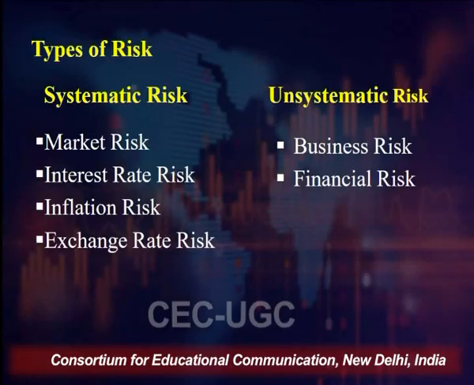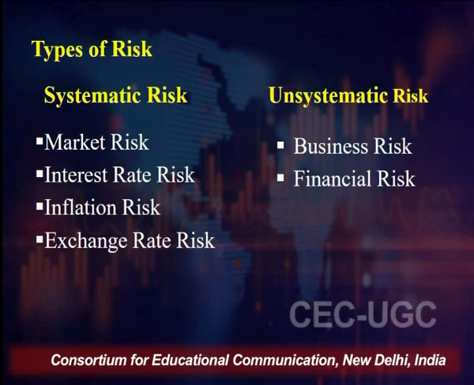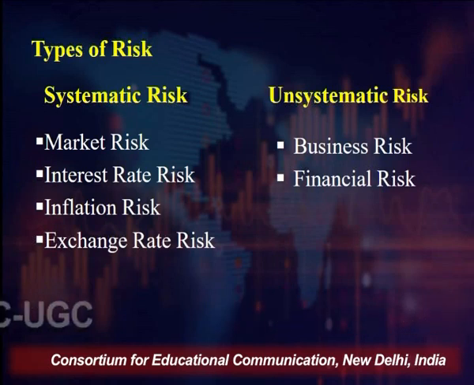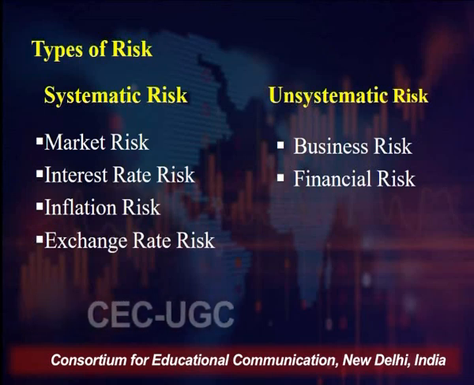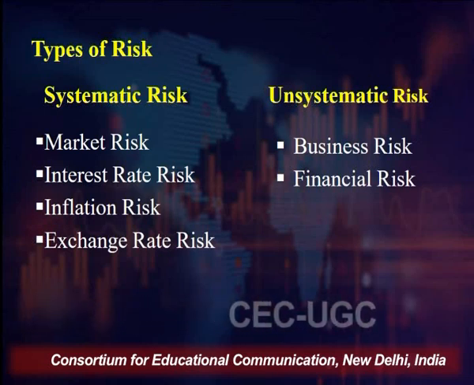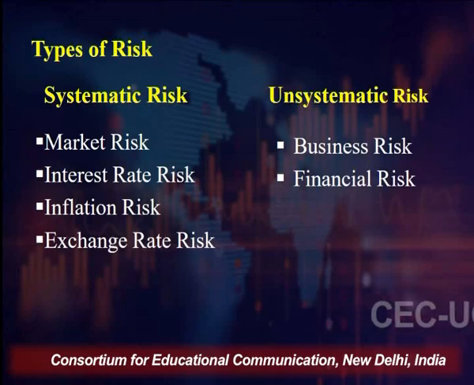So when we talk of systematic and unsystematic risk, which I have already explained, now let me find out the reasons what causes systematic risk, what causes unsystematic risk. Systematic risk is broadly being caused by market risk, interest rate risk, inflation risk, exchange rate risk. And unsystematic risk takes place because of business risk and financial risk. Let's discuss each one of them, what is market risk, what is interest rate risk, and so on.